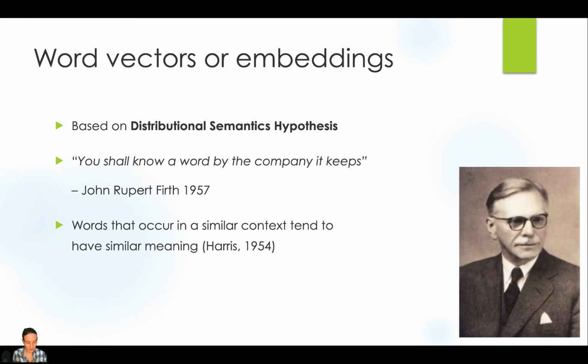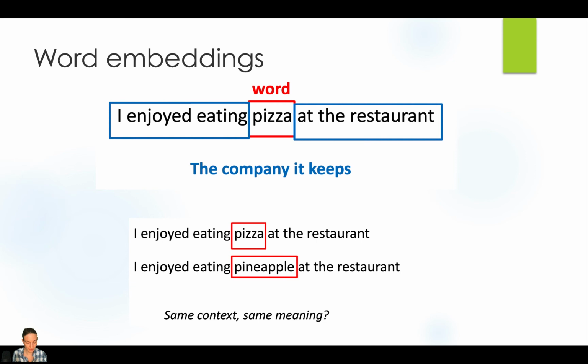Word vectors are all based on something called the distributional semantics hypothesis. This is defined as: you shall know a word by the company it keeps. John Rupert Firth made this hypothesis in 1957. What does it mean? Words that occur in a similar context tend to have a similar meaning. I enjoyed eating pizza at the restaurant. Pizza is a word and all that surrounds it is the company it keeps. I enjoyed eating pizza at the restaurant. I enjoyed eating pineapple at the restaurant.